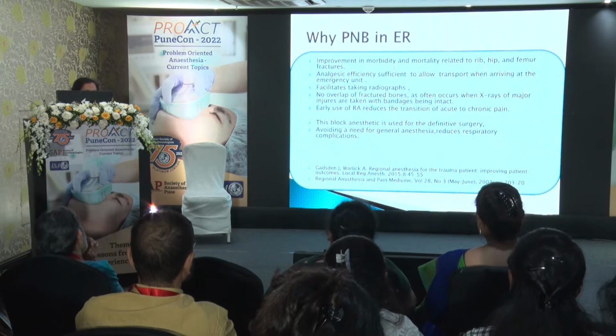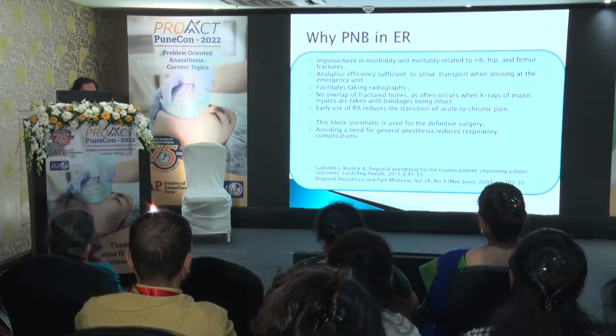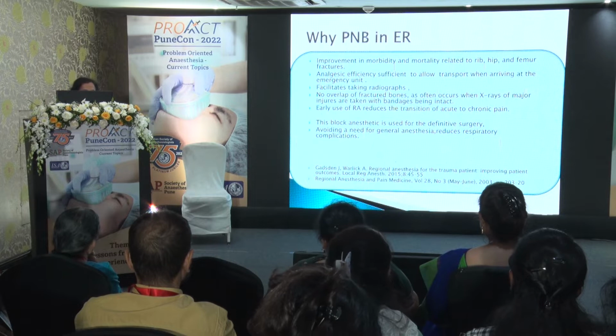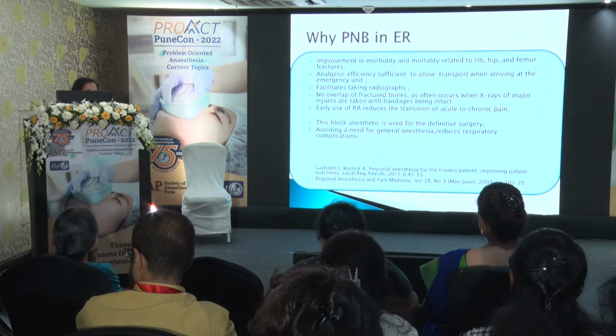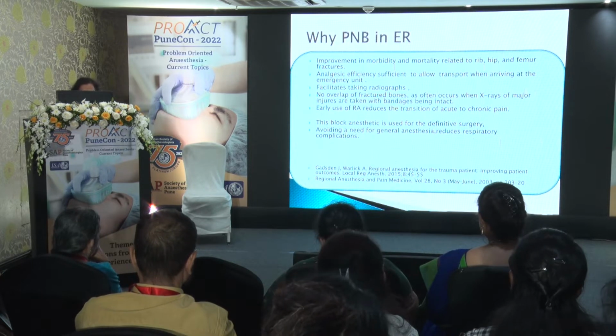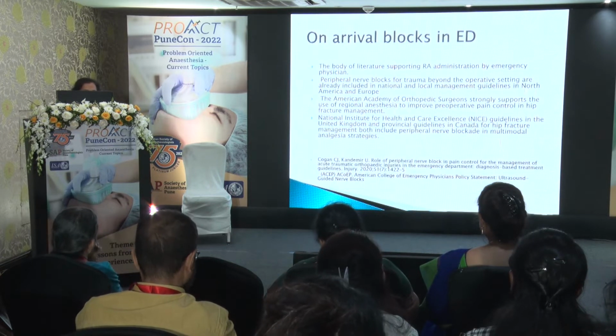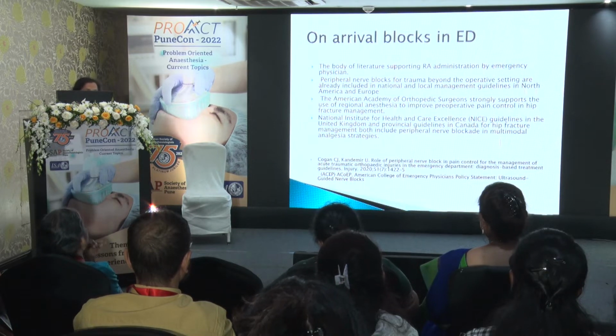These peripheral nerve blocks reduce the mortality and morbidity related to hip fracture, femur fracture, and rib fractures. This analgesic efficacy allows transport of the patient when arriving at the emergency room. Besides that, this block can be used for the definitive surgery if surgery is carried out, and it will avoid the need for general anesthesia and reduce respiratory complications. So that was the scenario in Ganga Hospital, where the patients were resuscitated in the block room.